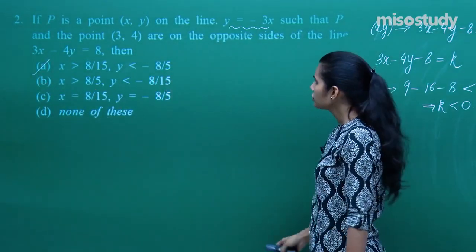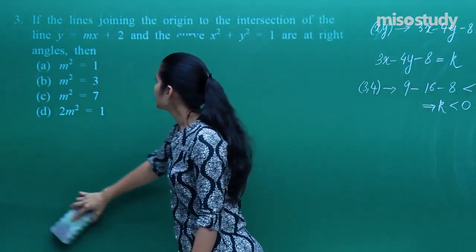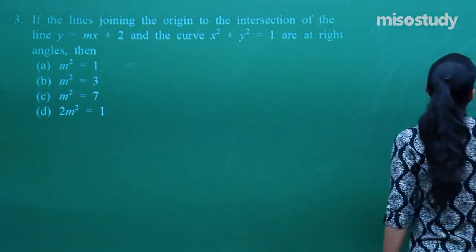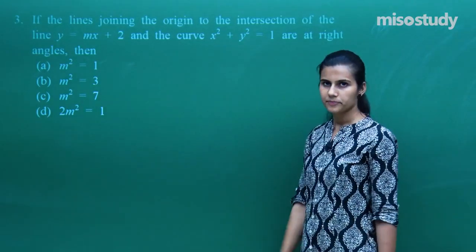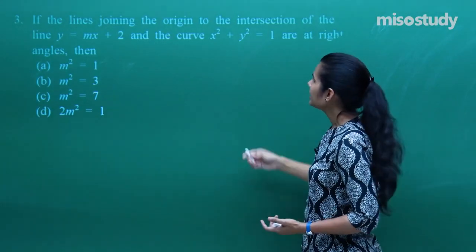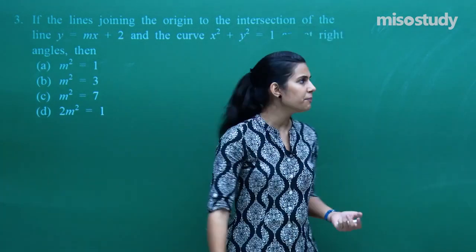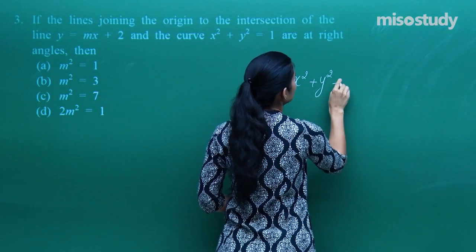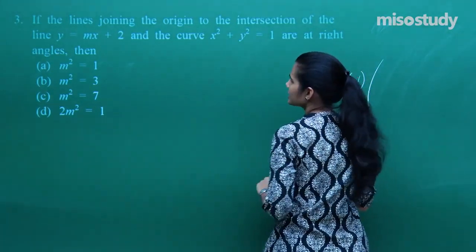Okay? Moving to the next question we have: if the lines joining the origin to the intersection of this line and the curve are at right angles to each other, then tell me about m. What is the joint equation of the lines? Basically, joining the origin to the intersection of this line and this curve, it's pretty simple. It is x square plus y square plus minus 1, because this is minus 1, times (lx plus my).